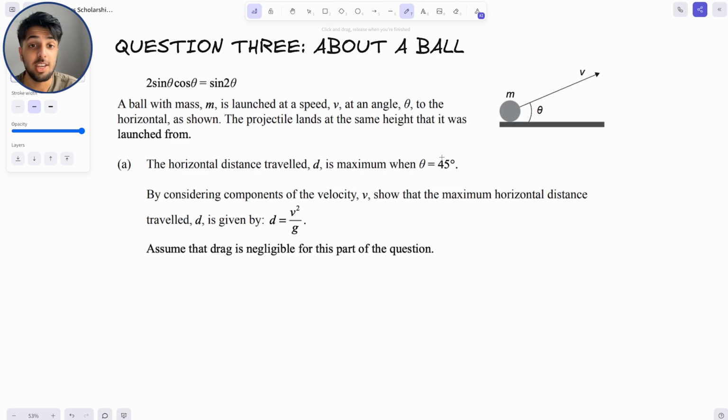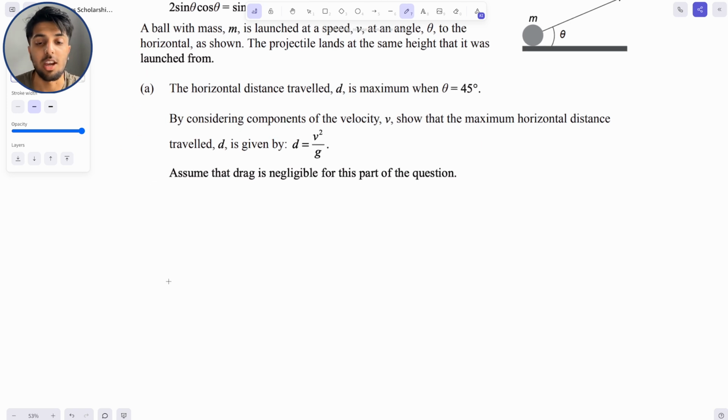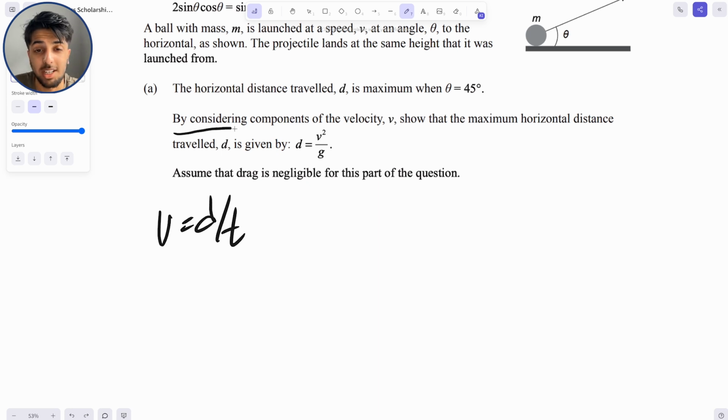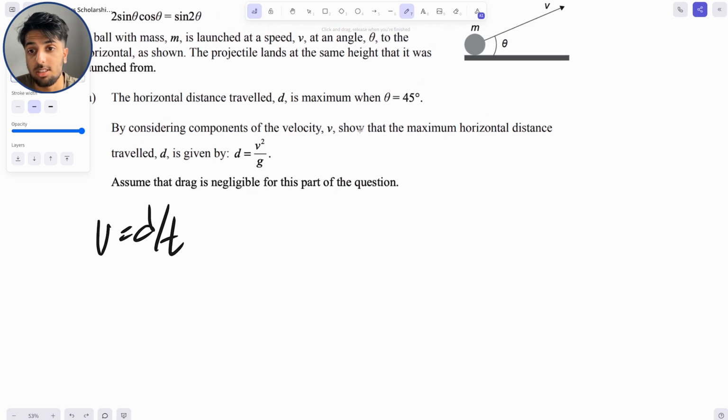There we go. Okay, question 3, about a ball. A ball with a mass m is launched at a speed v at angle theta. The projectile lands at the same height that it was launched from. Okay. So by considering the components of velocity, show that the distance traveled is v squared sin 2 theta over g. So as we are talking about horizontal distance, we can say that v is equal to distance over time. The question gives us a clue by considering the components of velocity.